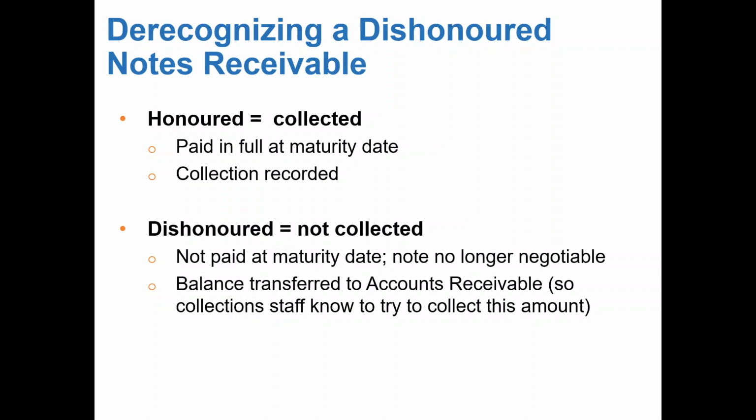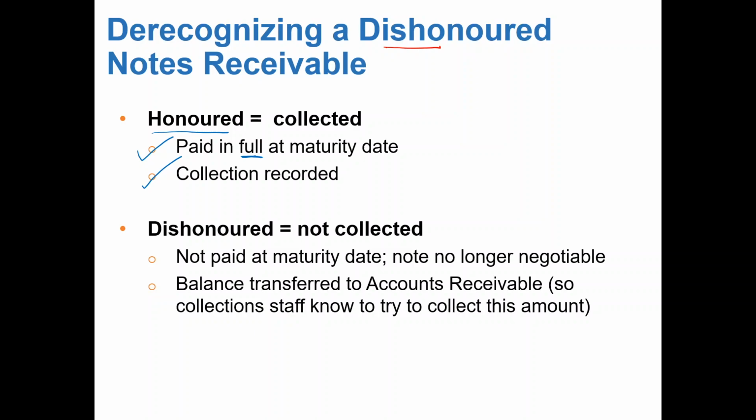Okay, final video here. And we're taking a look at a note receivable that is what's called being dishonored. So in the previous videos, when we discussed getting to the maturity date, we were always able to collect on the note receivable. So we recorded the cash payment of the principal balance and any interest that was still outstanding. This is what's called an honored note. So we were able to collect it, meaning it was paid in full at maturity. So we recorded that collection.